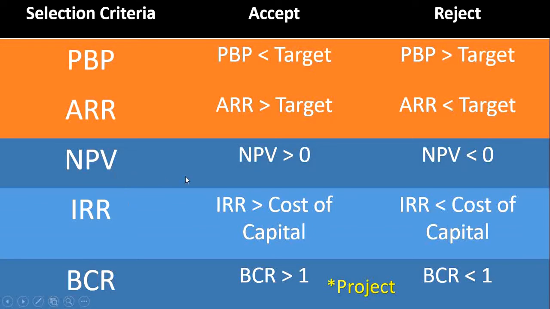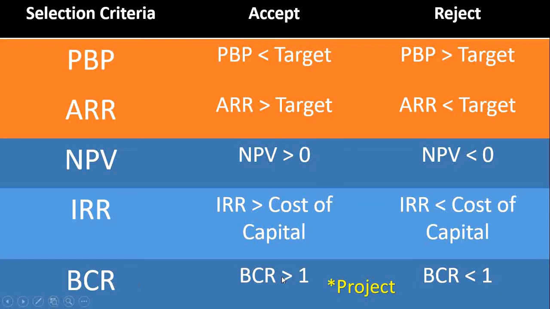You see that the selection criteria of NPV: when NPV is greater than 0, we accept it. When NPV is less than 0, we reject it. Now you may ask, when NPV is equal to 0, what are we going to do? Because there's no answer to that question. Then what are we going to do when NPV is equal to 0? Then let's go back to BCR.